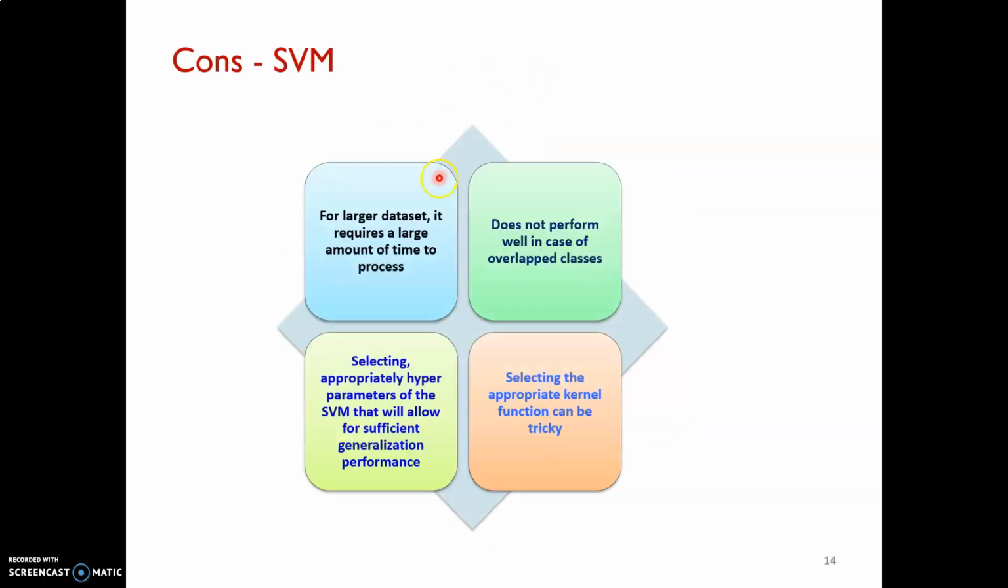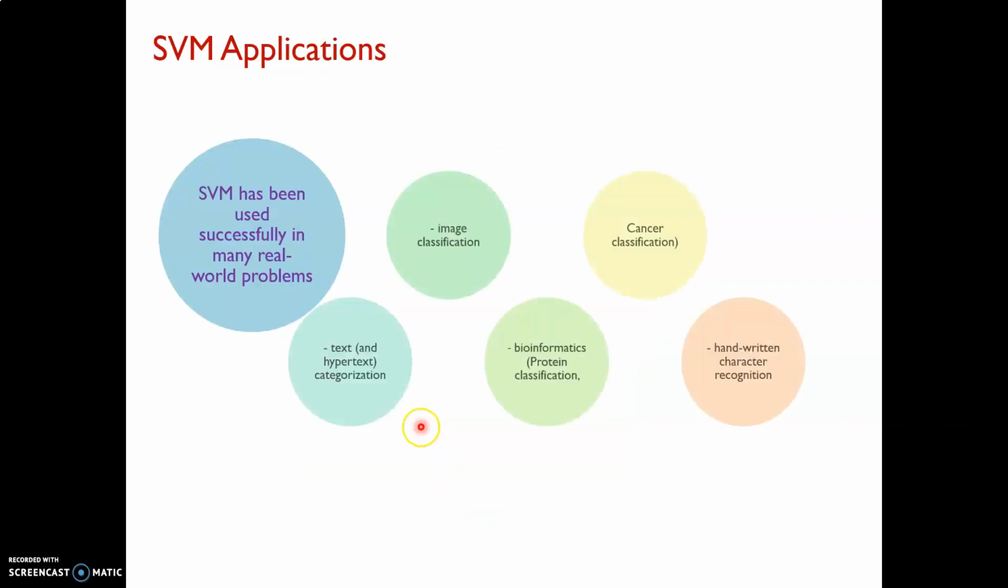Next, some drawbacks. Here, for a large data set, it requires a large amount of time to process. It also does not perform well in case of overlapped classes. Selecting the appropriate kernel function can be tricky. The last one is selecting appropriate hyperparameters of the SVM that will allow for sufficient generalization performance.